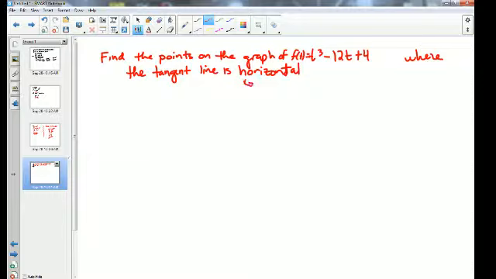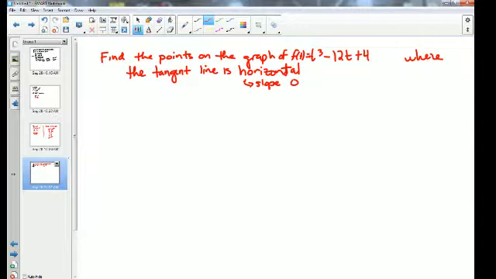What's the slope of a horizontal line? Zero. Oh, yeah. Okay, I was like, one. So if I want the tangent line to have slope 0, what do I need to do to this?